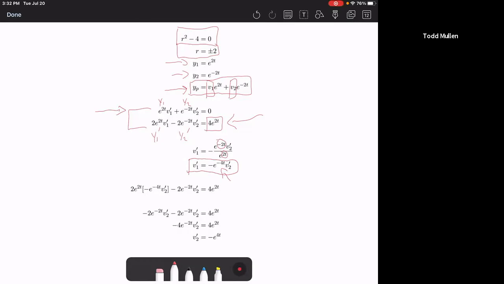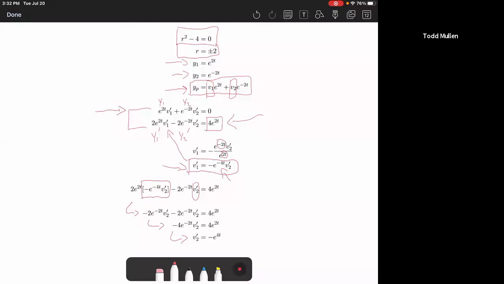Now, we're going to take this information about v1 prime, and we're going to plug it into this equation. So we get 2e to the 2t times what we just solved for v1 prime, minus 2e to the negative 2t times v2 prime is equal to 4e to the 2t. And now we're going to be able to reach a solution for v2 prime if we can isolate it. So we're going to expand this, and then we are going to try to get that v2 prime all alone.